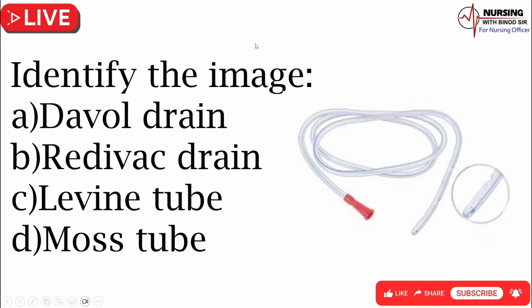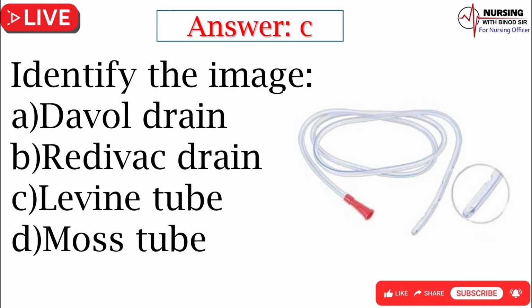Identify the image. A. Double drain. B. Hemovac drain. C. Levine tube. D. Moss tube. The correct answer is C option, that is Levine tube. Explanation. A Levine tube is a laboratory tool used primarily for microbiological studies. It is a type of test tube that typically contains liquid medium and is often used to grow bacterial cultures or test for the presence of specific organisms.